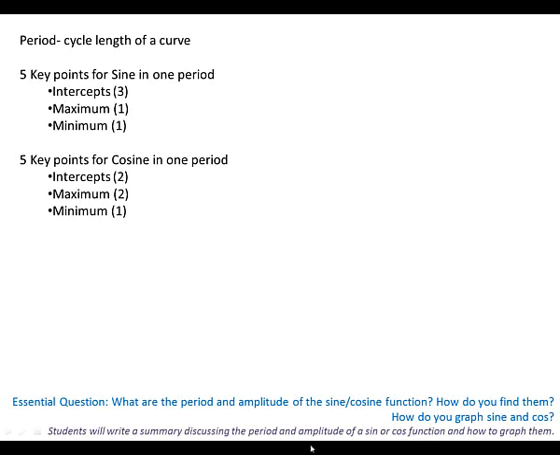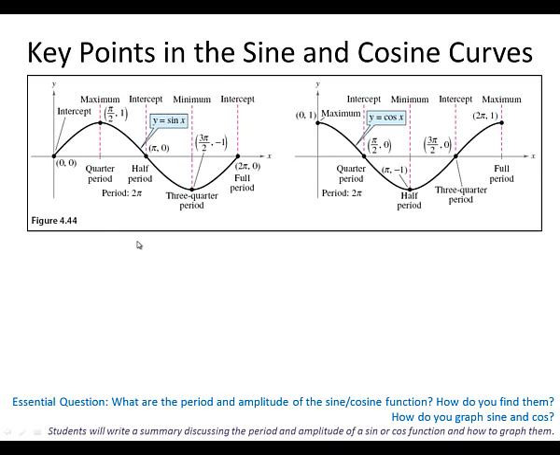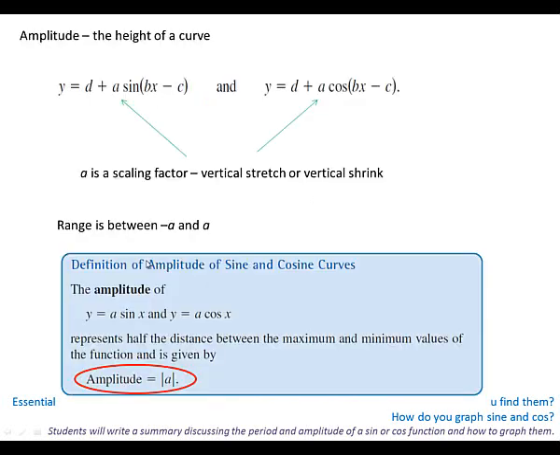All right, so when we go to graph it, the period is considered the cycle length of a curve, okay? When we graph it, we start with these key points within a period. So we start with the 3 intercepts, a max and a min for sine. For cosine, we have 2 intercepts and 2 maximums and 1 minimum, okay? All right, and then underneath that, that's kind of showing you a picture of where all the intercepts are. I tend to break it up like that when I graph it. We'll get more into that tomorrow when we actually do the graphing, okay?